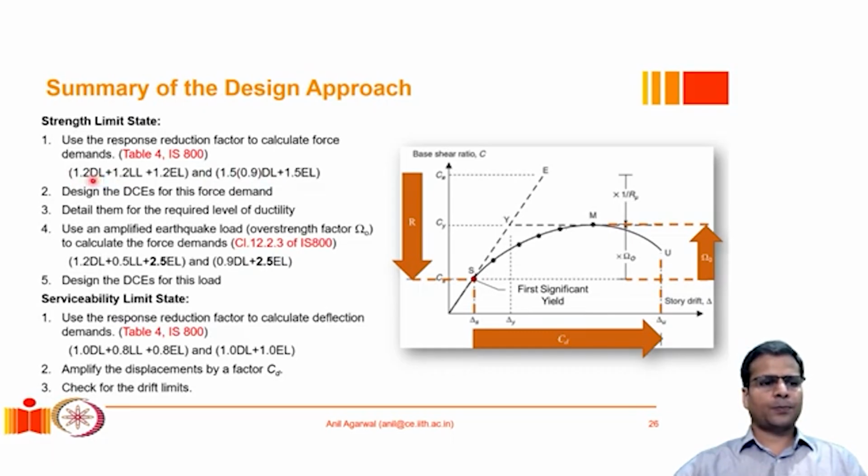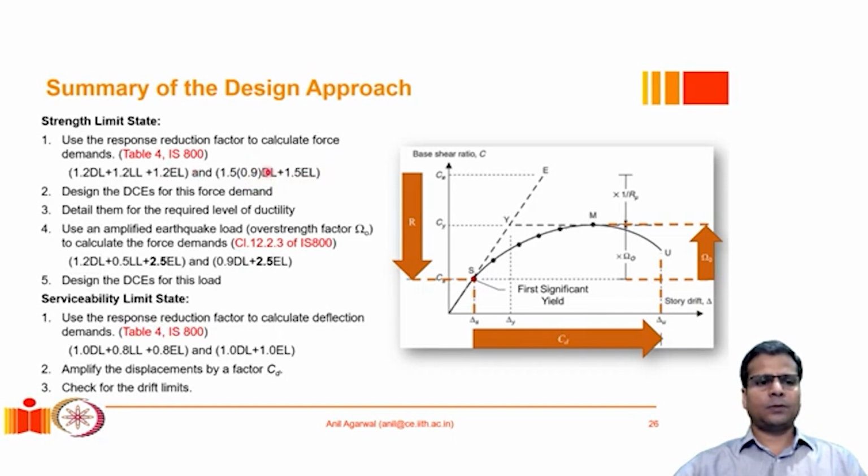For that earthquake force demand, we use one of these three combinations, if you can see closely. The first combination is 1.2 times dead load, 1.2 times live load, and 1.2 times earthquake load. These are given in IS 800. The other combination is 1.5 times the dead load and 1.5 times the earthquake load. This time we don't take any live load. Another combination would be when we reduce the amount of dead load: it is 0.9 dead load plus 1.5 earthquake load.